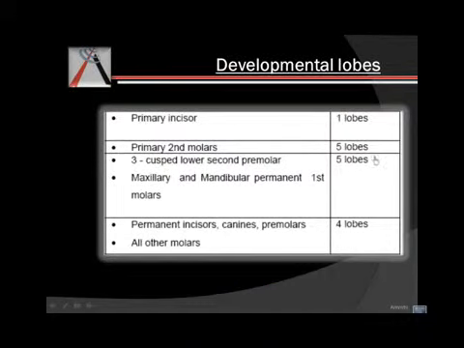Next, we talk about the developmental lobes. Developmental lobes are the divisions from which a tooth develops. Your primary incisor develops from one lobe, primary second molar, it develops from 5 lobes. While your 3 cusp lower second premolar, maxillary and mandibular permanent first molar, they develop from 5 lobes. This is very important MCQ. And all the other permanent teeth, all molars, incisors, canine, and premolars, they develop from 4 lobes.